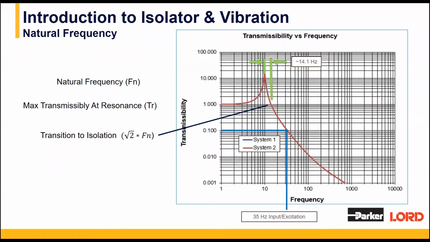The way we would read this graph is if we had an excitation at 35 Hz, we would read up from 35 Hz to the curve and over. What we find is we have a transmissibility of 0.1, where 10% of the vibration is transferring through into the mounted system, or we're isolating 90% of it.